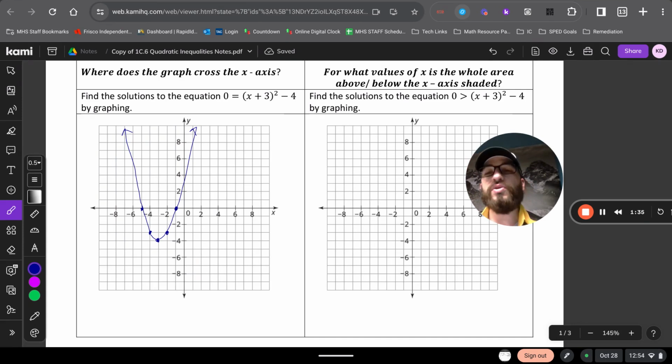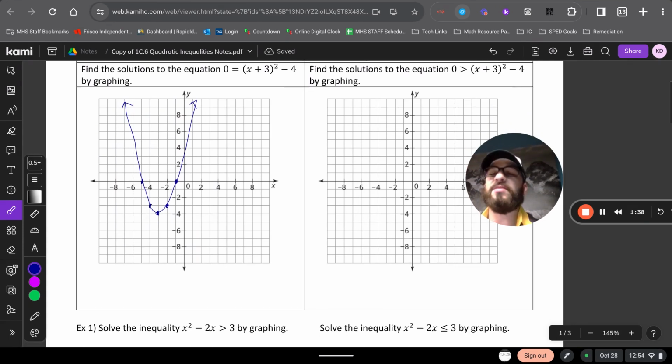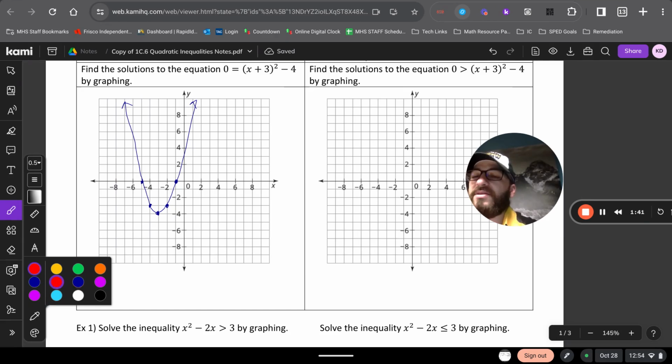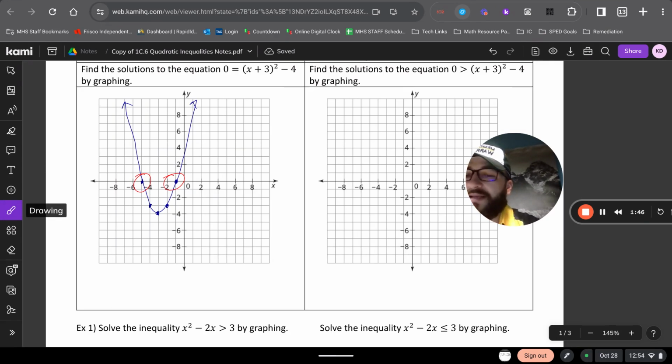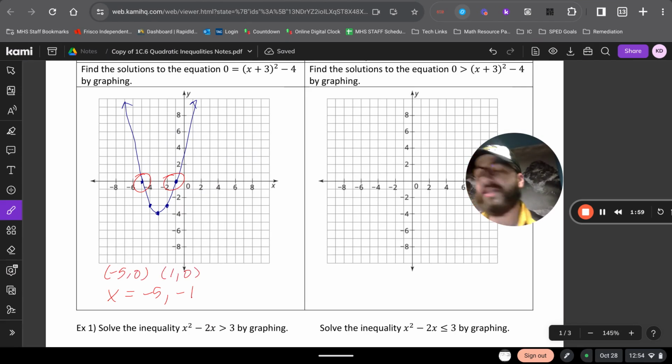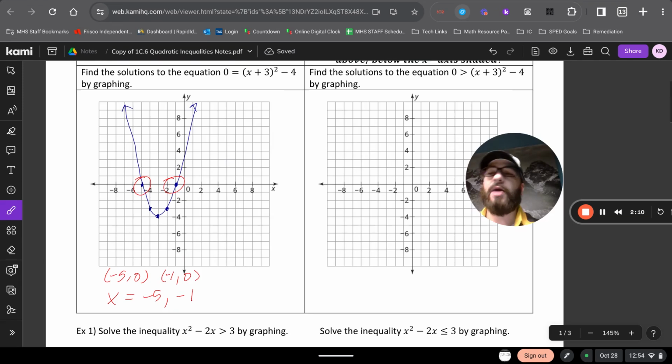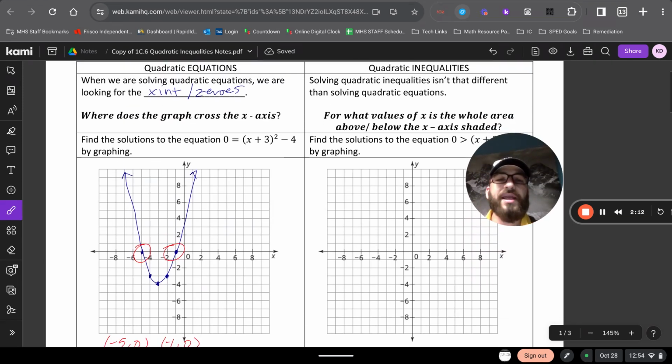Okay, so the solutions to this equation, if I wanted to find them, are going to be those x-intercepts, where my graph is equal to 0. So right here, which means my x solutions would be x equals -5 and -1. We can also, of course, write them as points: (-5, 0) and (-1, 0). Okay, so that's pretty simple. We've done that before. We've used our graphing skills. We've solved quadratic functions.